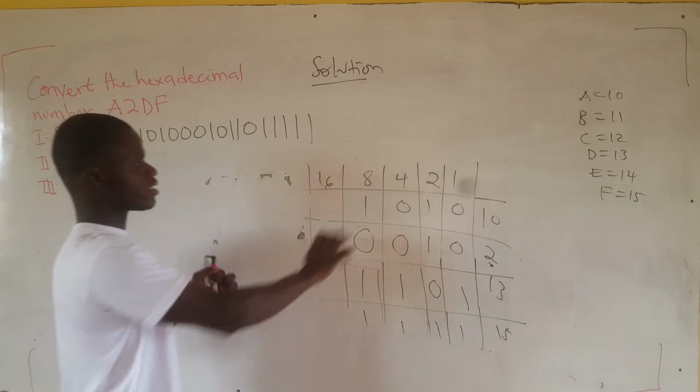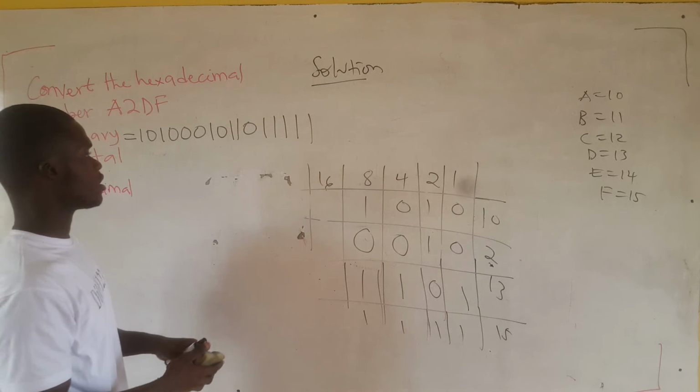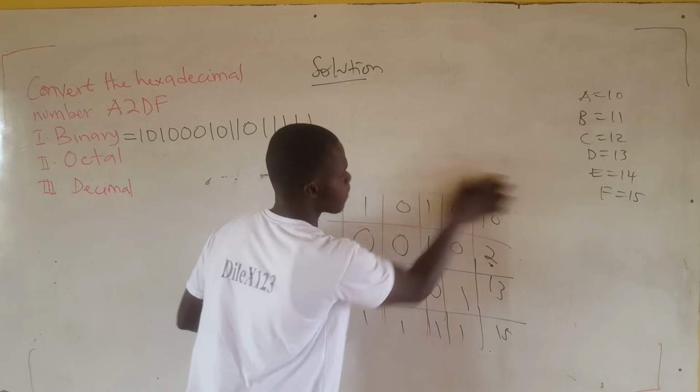So I want to clear this table so that I can use the space here, okay? Good.